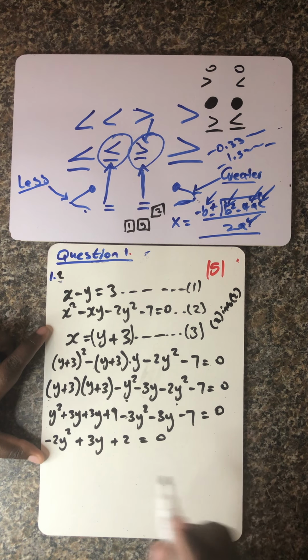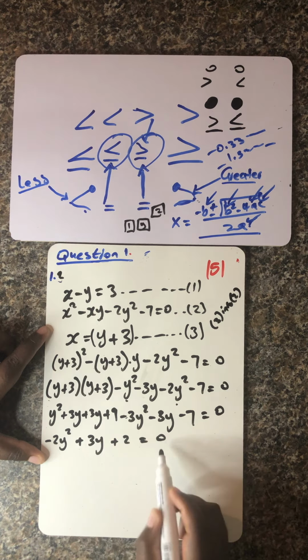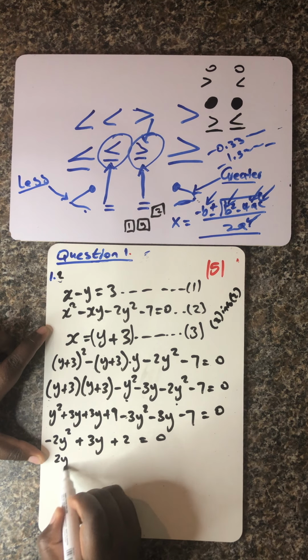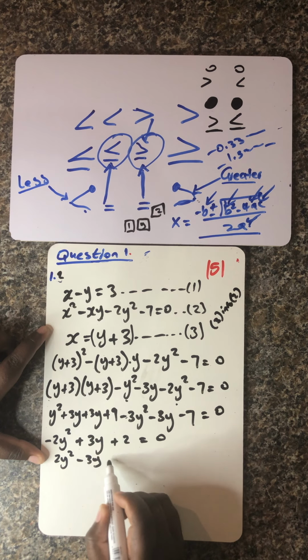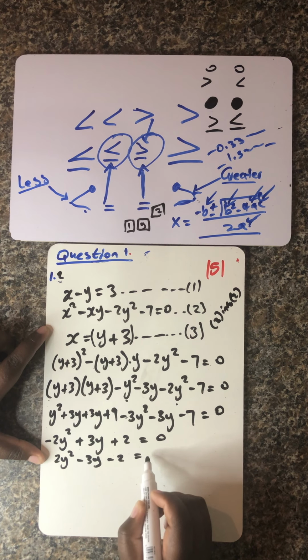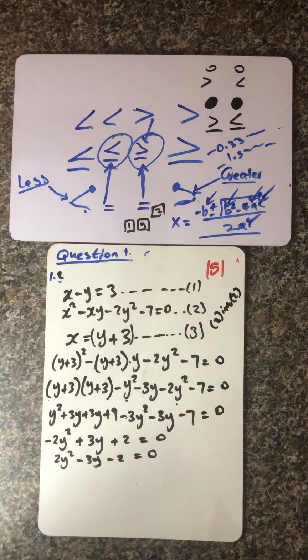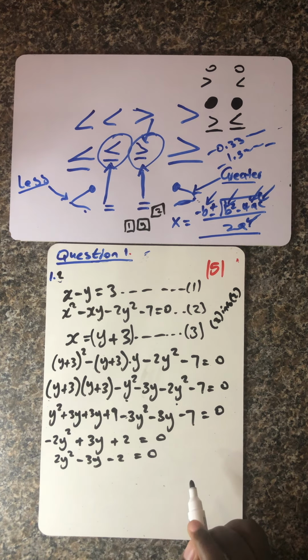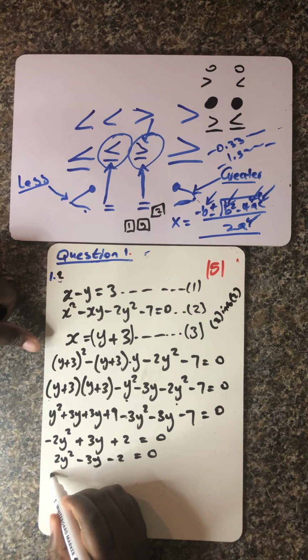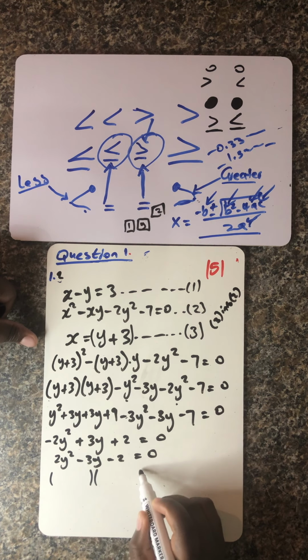So we can just change the sign. That means you have positive 2y squared, then it's minus 3y, this is minus 2, it's equals to 0. Very, very much important, ladies and gentlemen. I hope so far you are happy with this information. So this is now a quadratic equation where you can just simply factorize.